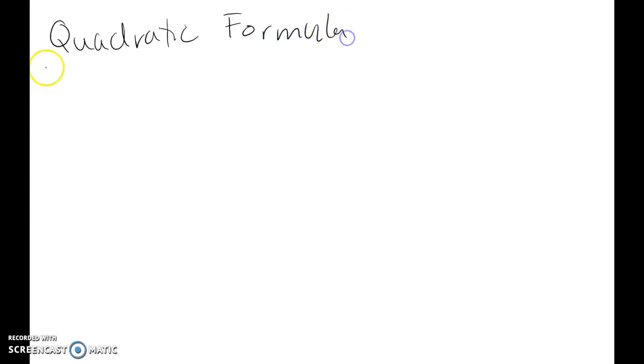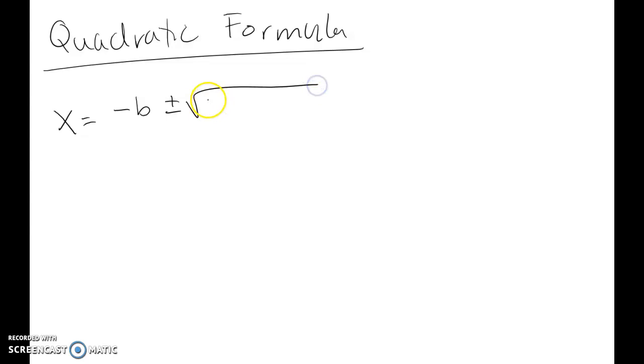Alright, in this video I'm going to show you how to solve quadratics using the quadratic formula. So first I'm going to start by showing you what the quadratic formula is. It's x equals negative b plus or minus the square root of b squared minus 4ac all over 2a.